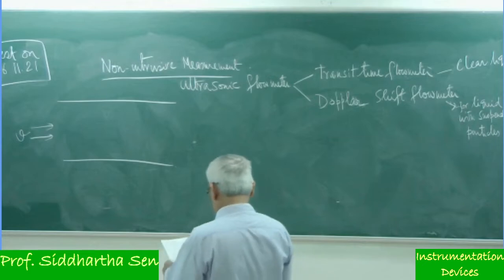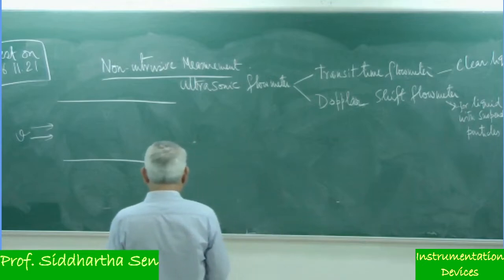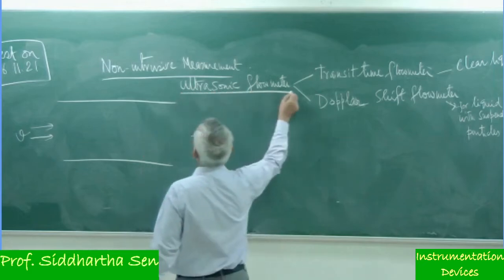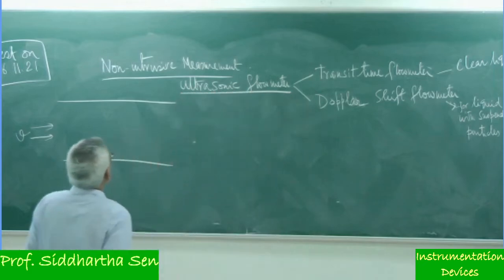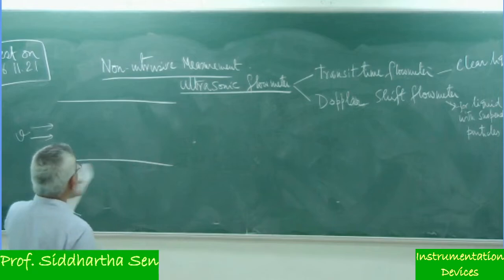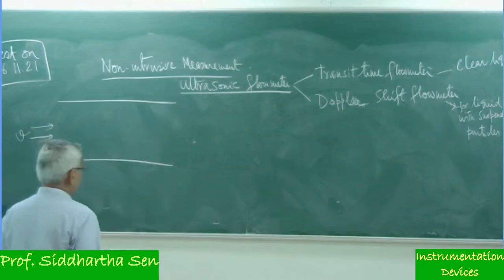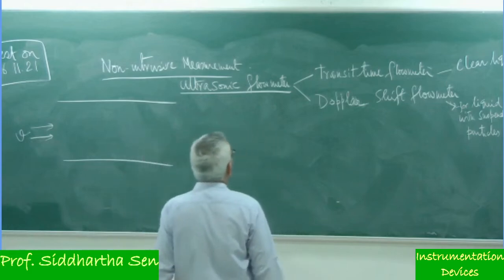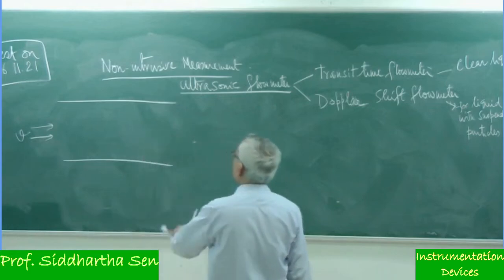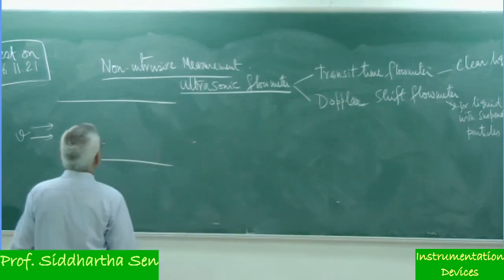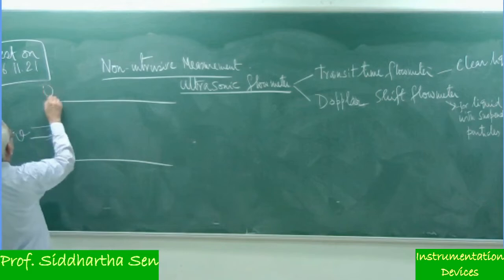First of all, naturally, it is a non-intrusive ultrasonic flow meter. It is not penetrating into the pipe. It is measured from outside. Another thing is that it can be used in an existing pipeline. So first we will consider the transit time type.